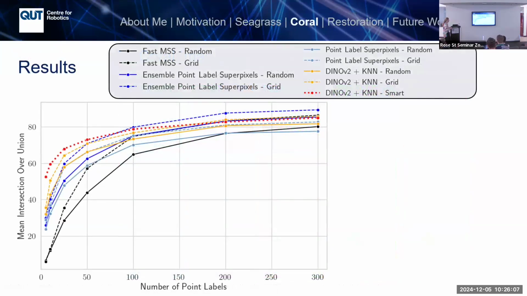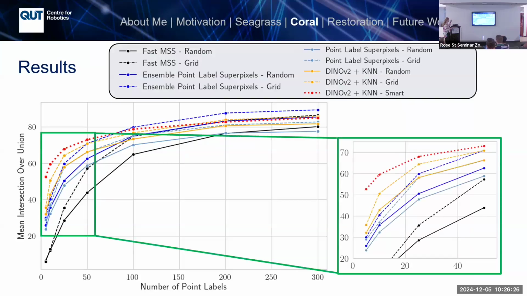Some of the results of this work: we did quite a comprehensive investigation into the number of labels that you need, so that we can make some recommendations to people. People always ask me, how many labels do I need? What sort of labels should they be? What should I be doing to make it more efficient? So we did a bit of a study into that.